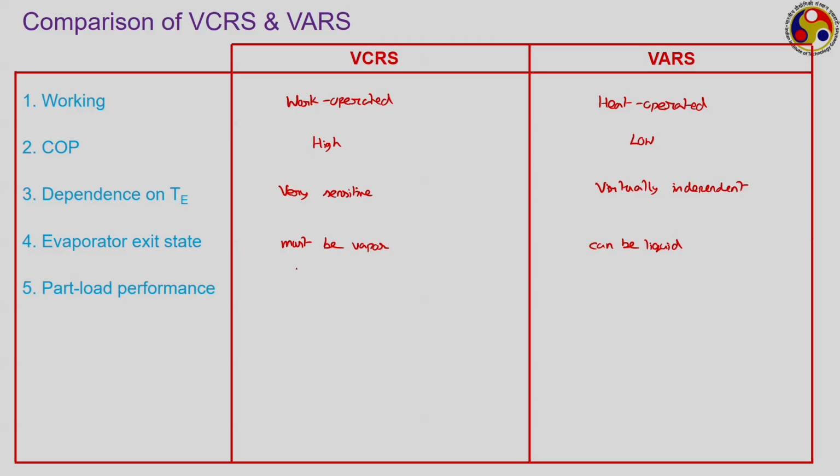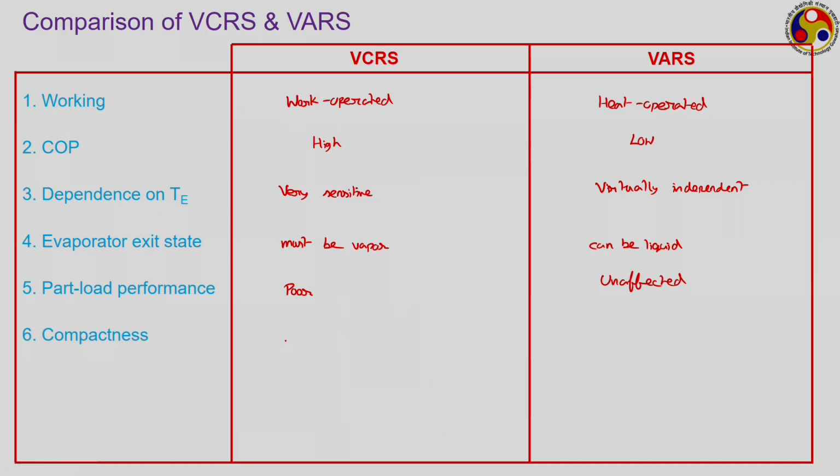So, part load performance for VCRS is poor, but this is more or less unaffected. Over a wide range of load situation, its performance more or less remains the same, and that is why it is very much preferred for large scale application. Like in a shopping mall, you may have designed the air conditioning systems assuming that there will be 500 persons inside simultaneously, but even if there are 50 persons, its performance may not be affected, whereas for compression refrigeration system the performance will be very much inferior.